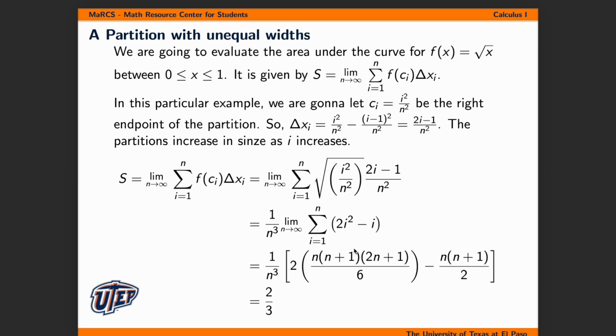Then we know that the sum of i squared is this term right here, and we know the sum of i is this term, so we could just multiply 2 by this portion right here, since we are multiplying by 2i squared. So then we have 2 times n times n plus 1 times 2n plus 1 divided by 6 minus this sum right here, which will be n times n plus 1 divided by 2, and then we still need to multiply by our 1 over n cubed. Now we can take the limit as n approaches infinity, and that will be equal to 2 divided by 3.